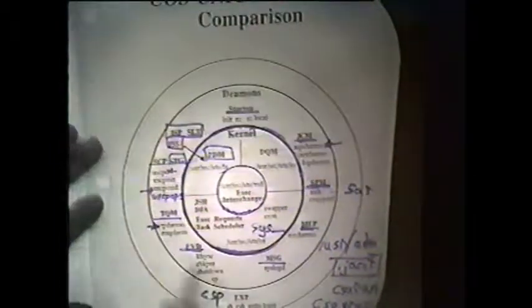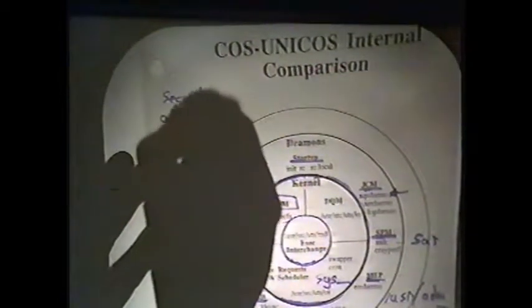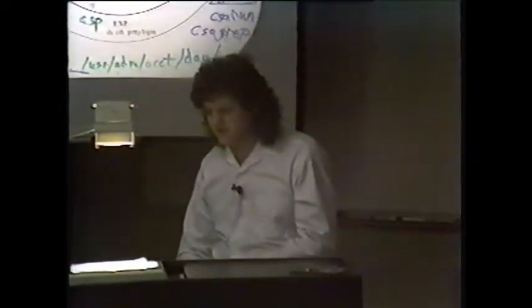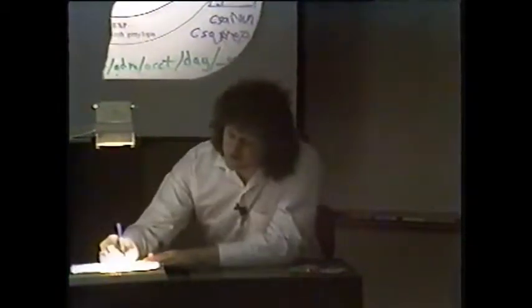One other thing to bring out is that the permanent dataset manager has a lot more features in COS than what I've talked about in terms of file system management. And two of those that I want to bring out are security and archiving. In UNICOS, these are separated features.